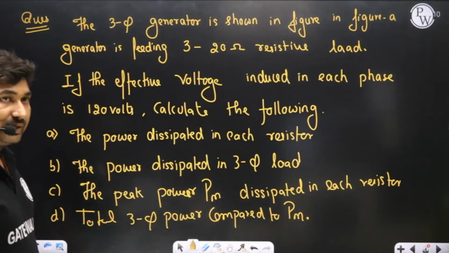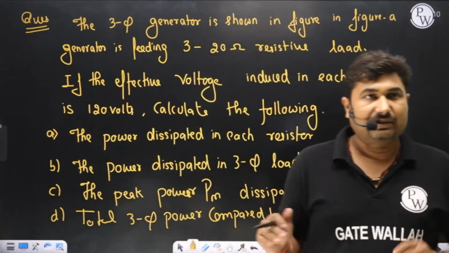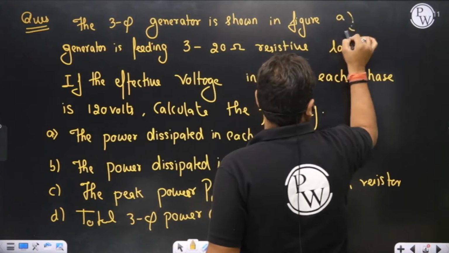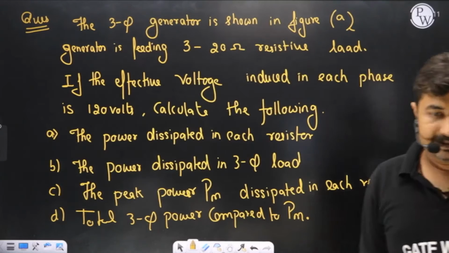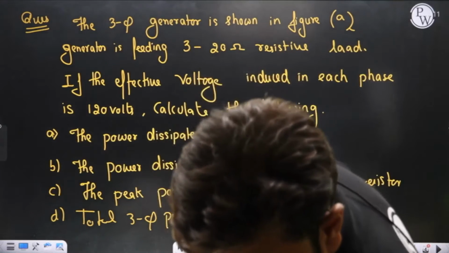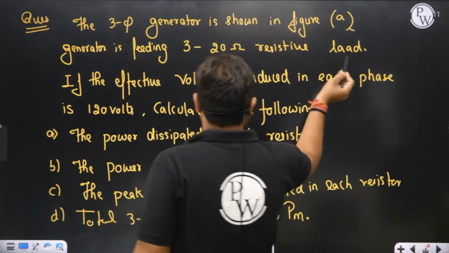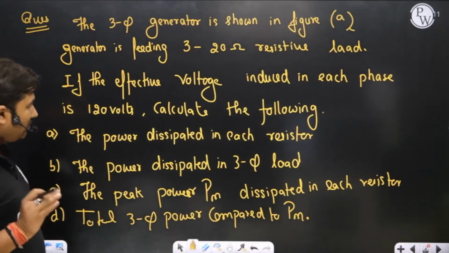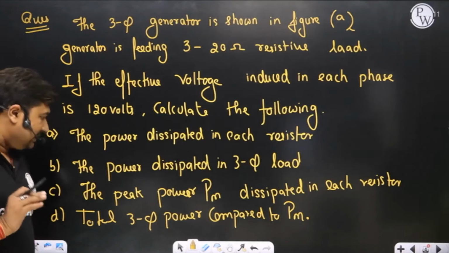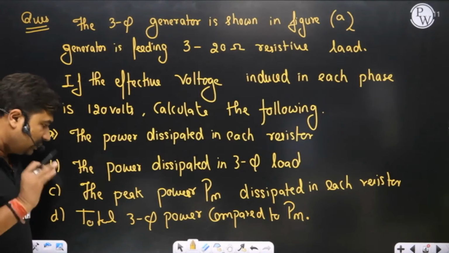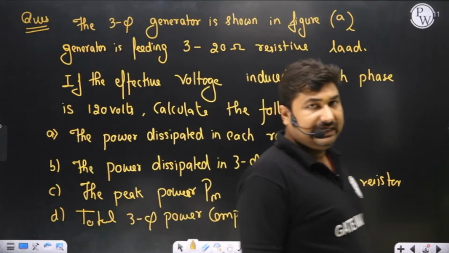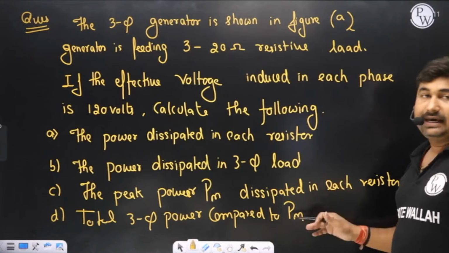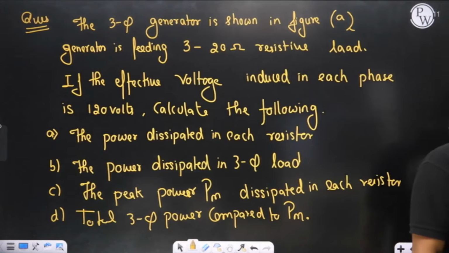You need to note it. A three-phase generator is shown in figure A. The generator is feeding a 320 ohm resistive load. If the effective voltage induced in each phase is 120 volts, calculate the following: power dissipated in each resistor, the power dissipated in the three-phase load, peak power PM dissipated in each resistor, and total three-phase power compared to PM.